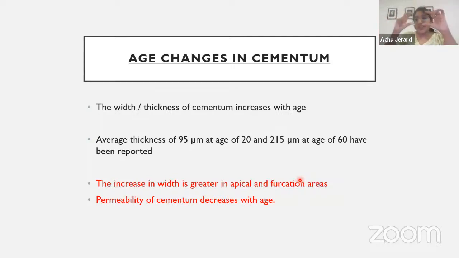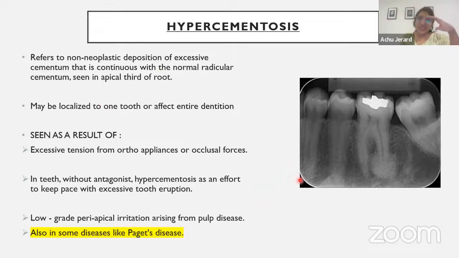So as a result, when the thickness increases, what happens? Permeability decreases. When it is thicker, the transfusion, diffusion or whatever it is doesn't happen much. So the width and thickness increase as deposition increases, but the permeability decreases. And these are the conditions of variation seen in relation to cementum.